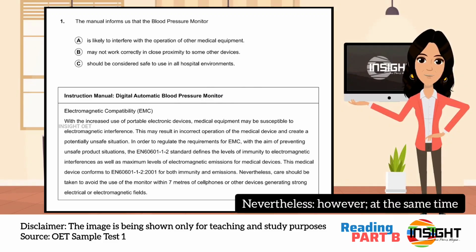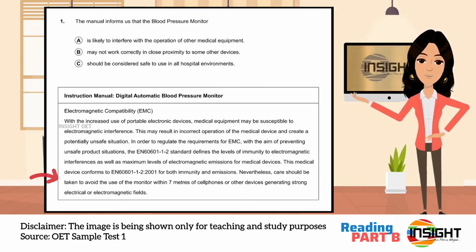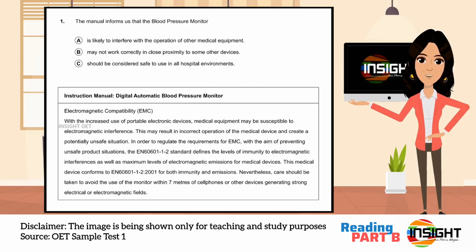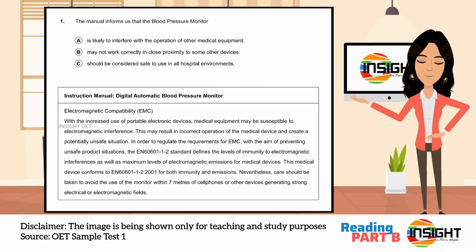However, the manual suggests that care should be taken to avoid the use of the blood pressure monitor within 7 meters of cell phones or other devices generating strong electrical or electromagnetic fields. That means, even if there is a standard for regulating and managing the issue, proper care should be adopted in using the device when other devices, such as cell phones, are nearby.